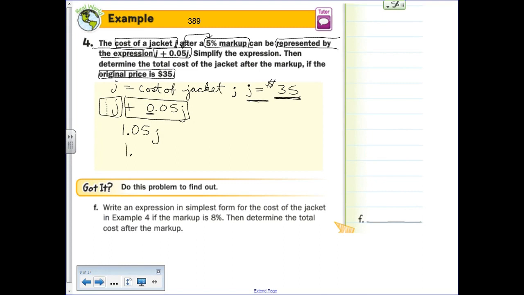Then we're going to take our $35, that is J, and plug it in. So we're going to do 1 and 5/100 times 35, and this is going to give us our answer. So I am going to pull out my handy dandy calculator, and you should do so as well to figure out what that is. So we would clear out our calculator first and then put 1.05 times 35 equals, and I get 36.75, or $36.75.